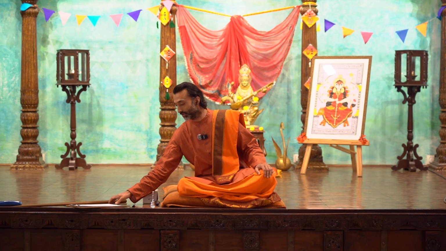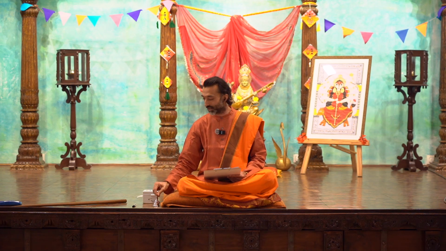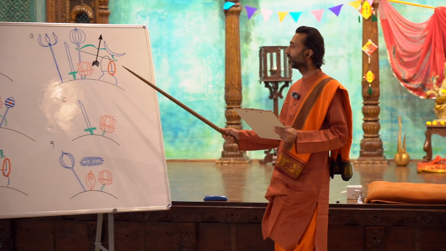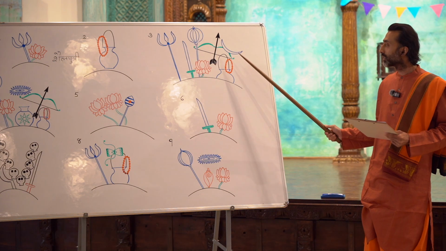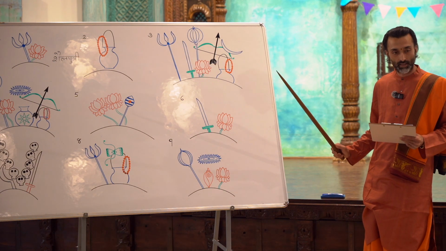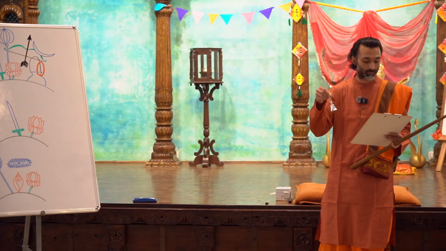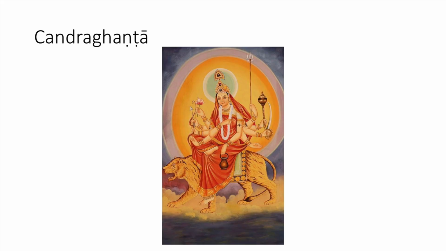So Candraghaṇṭā. Chandra, what does Chandra mean? Moon. Chandra means moon. What does Ghanta mean? Bell. Okay. So now let's look at her form. In this, the artist is showing her with weapons. What is this? Moon. Some say crescent moon, some say half shaped. Whatever it is, there is a moon of the shape of the bell. Candraghaṇṭā is she who wears a bell shaped half moon on her forehead.